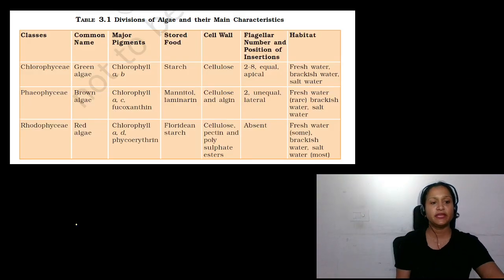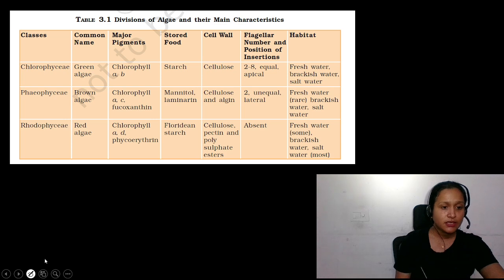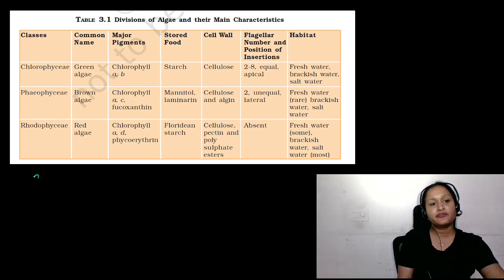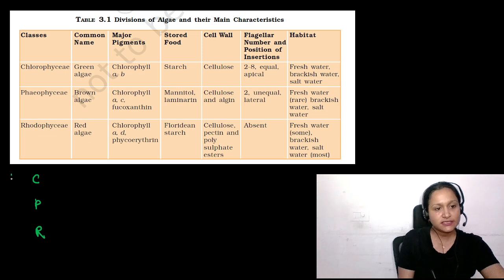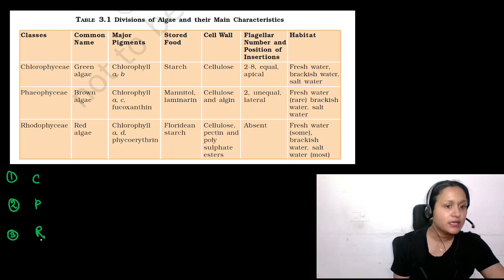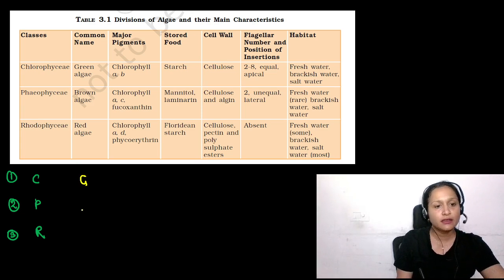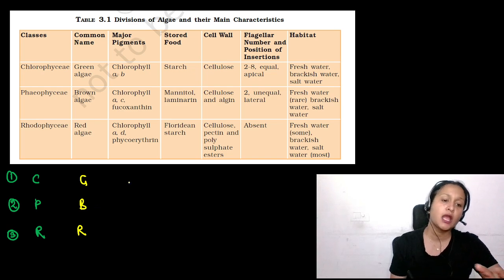This table is very important for you all to learn, so please make a note. First of all, write down Chlorophyceae, Phaeophyceae, Rhodophyceae, the same way as written in NCERT. You have to remember it, then only you will be able to learn. Chlorophyceae, green algae, brown, red. Okay, GBR.